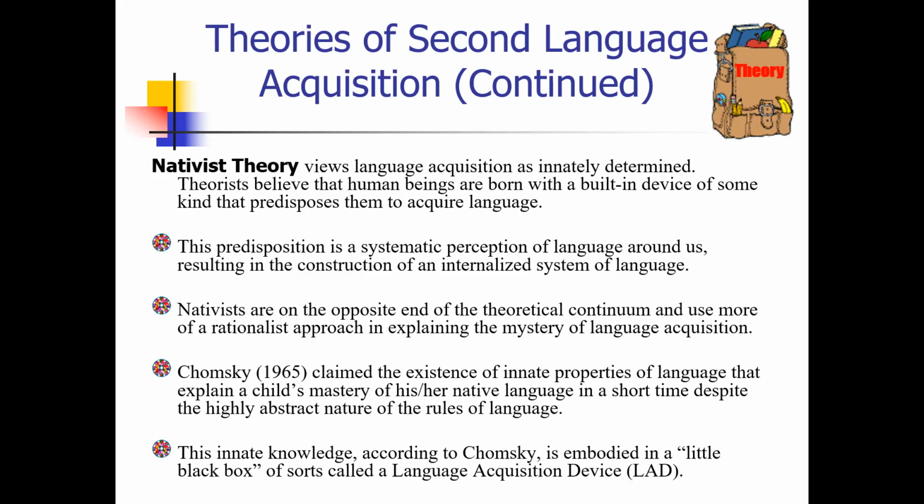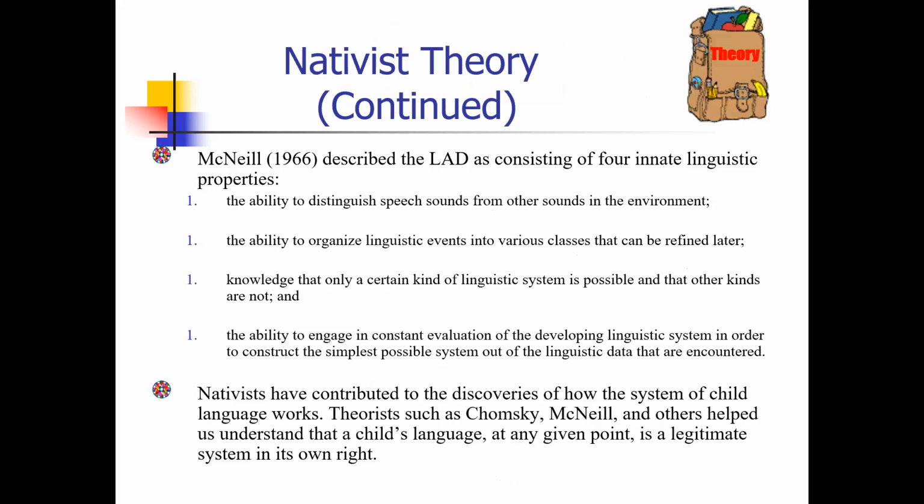of language acquisition. Chomsky in 1965 claimed the existence of innate properties of language that explain a child's mastery of his or her native language in a short time, despite the highly abstract nature of the rules of language. And then the next one is this innate knowledge, which, according to Chomsky, is embodied in a little black box, a so-called language acquisition device, or LAD.